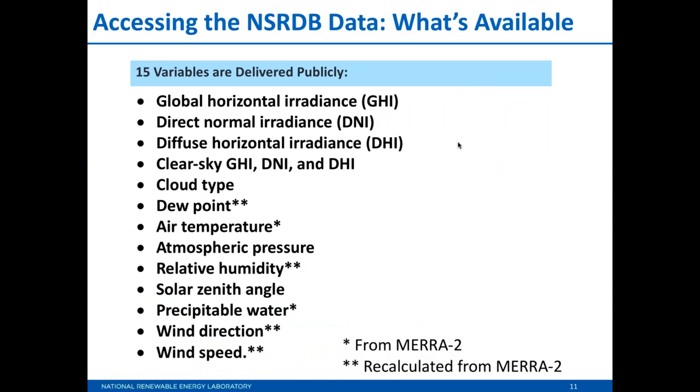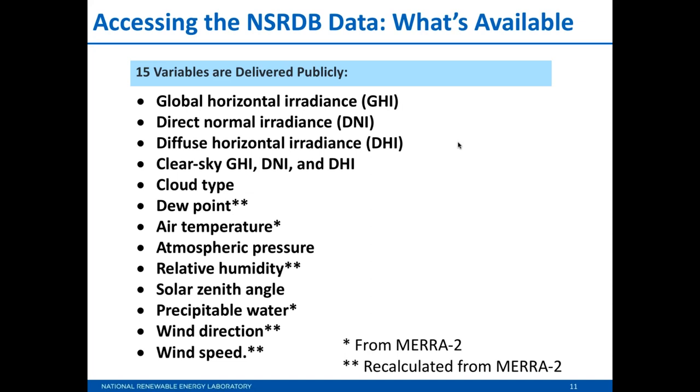So, accessing the NSRDB data, what's available? Because Paul Edwards and Gillen are going to talk about how to access the data, I will just mention what is available when you access the data. You can get, of course, the GHI, DNI, and diffuse. There is also the clear sky GHI, DNI, and diffuse, which is available. Other variables which are available are the cloud type, and you can get dew point, the temperature, the pressure, humidity, the solar zenith angle, the precipitable water vapor, wind direction, wind speed.